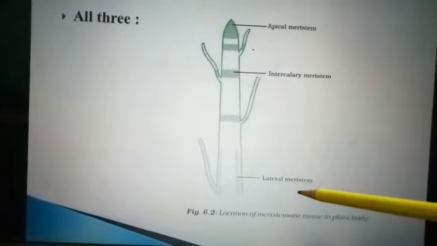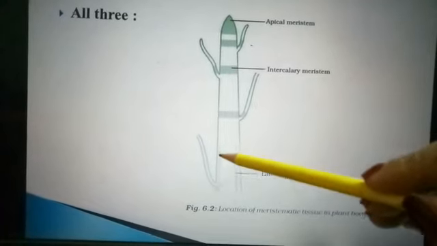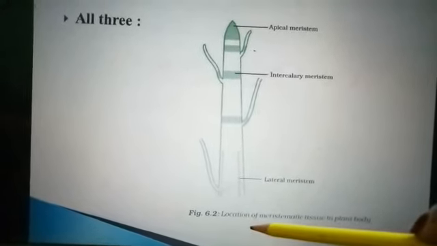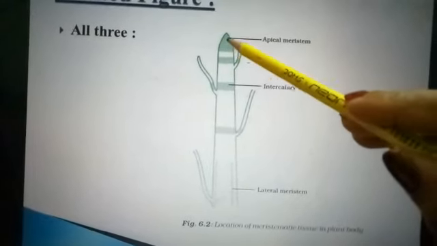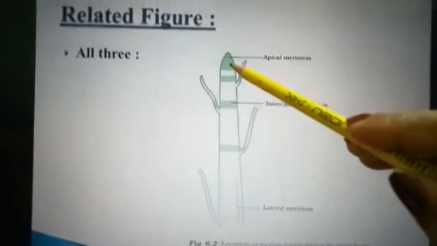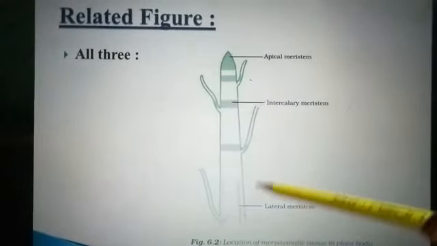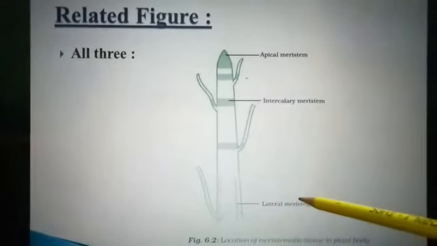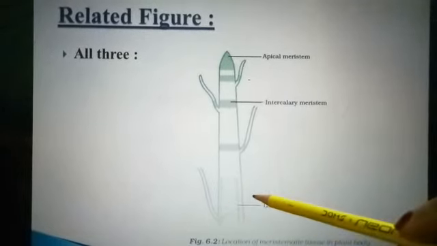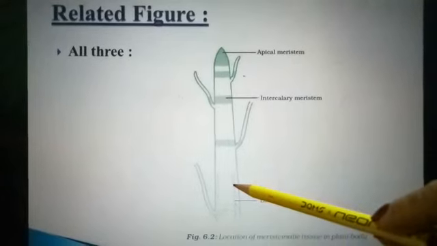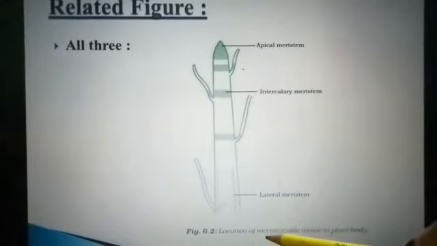Then lateral meristem, what is the location? Lateral sides, they are present on the side of the stem and sides of roots also. Understood? And then what is the function of apical meristem? They help in increase in length. They are responsible for length increase of stem as well as roots. Then lateral meristem, their function is to increase the girth or width of the stem because they are present on the lateral sides of the stem. Clear? So it increases the width of the stem as well as the width of roots.